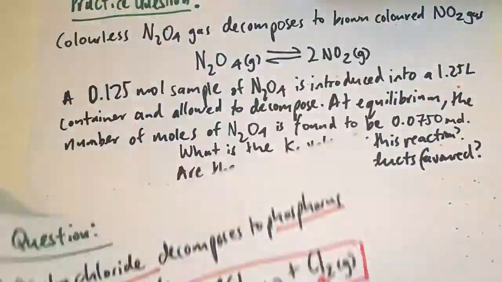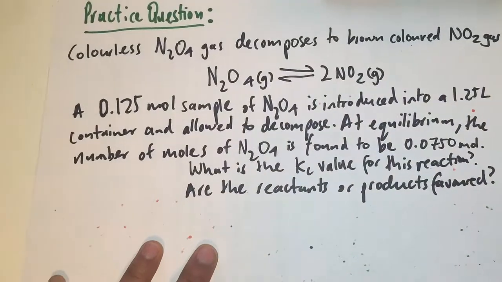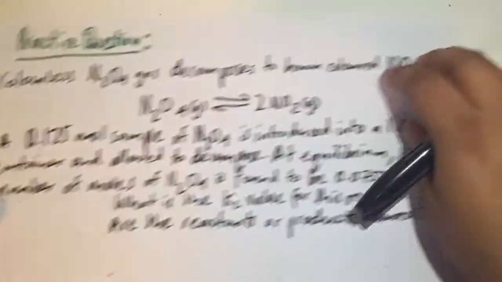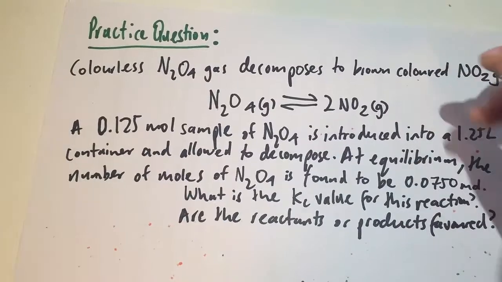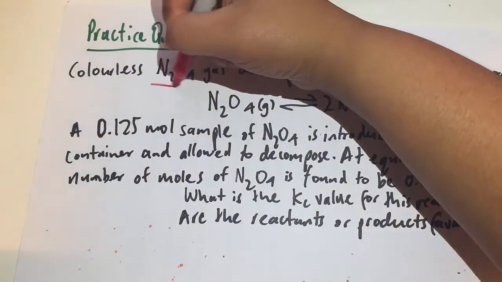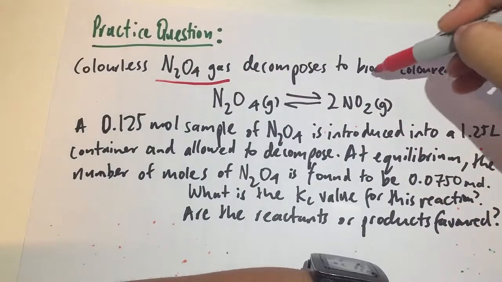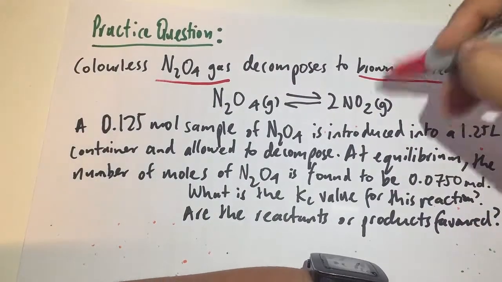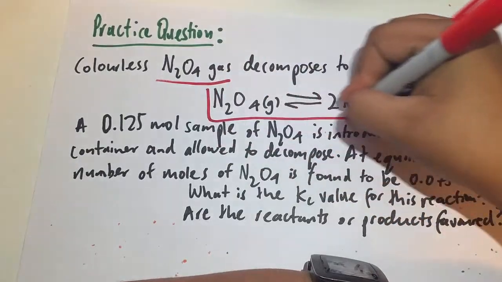Same deal here. I'm going to go through the question, and then you pause the video and have a go yourself. In this one, we've got a colourless N2O4 gas that decomposes to a brown coloured NO2 gas via the following reaction.